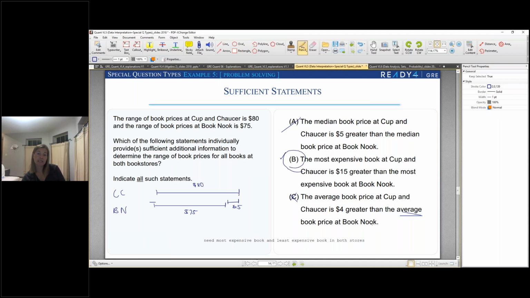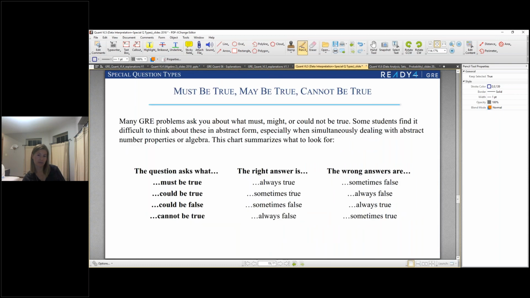Anyway, so this is a sufficiency question, and you can expect to see just a couple of these on the test. They're pretty unusual. But the idea here is that you are looking for what is sufficient information. They're logically more difficult, but they're easier in the sense that you don't actually have to ever solve the problem. Like here, I don't actually have to figure out what the range is. I just need to know that this would be enough information to find it. So that's the good thing about them. So those are sufficiency questions. Okay.